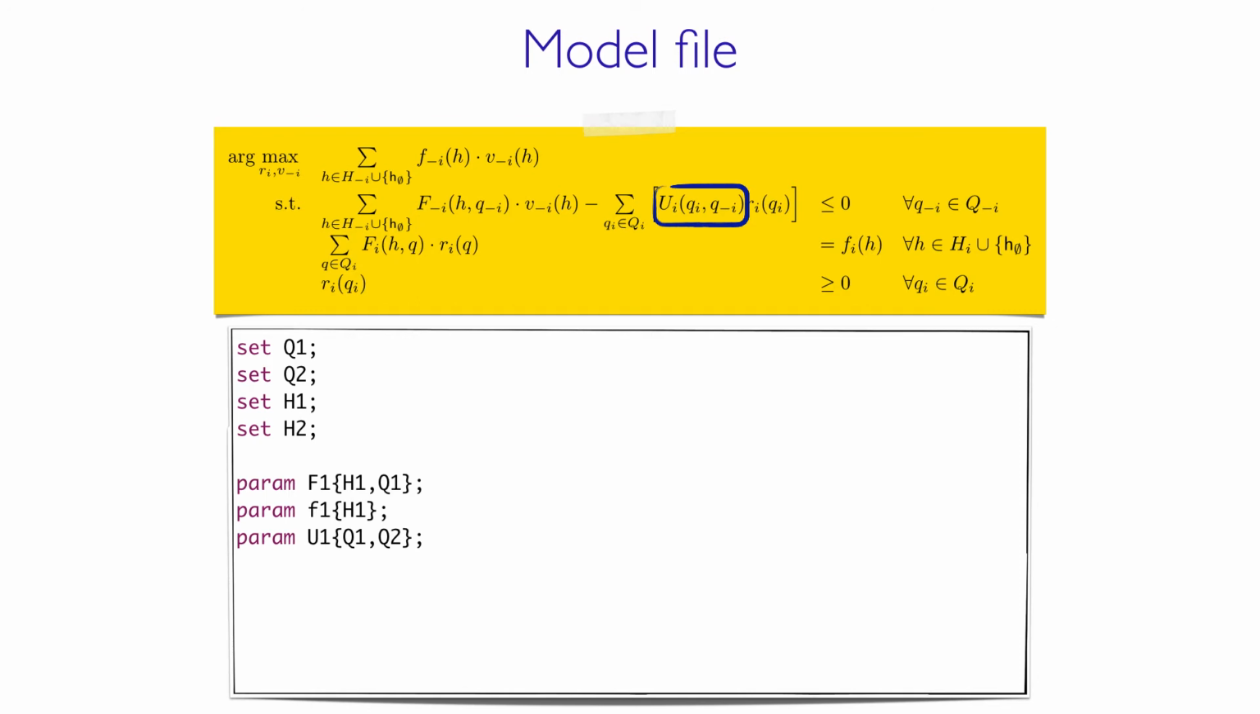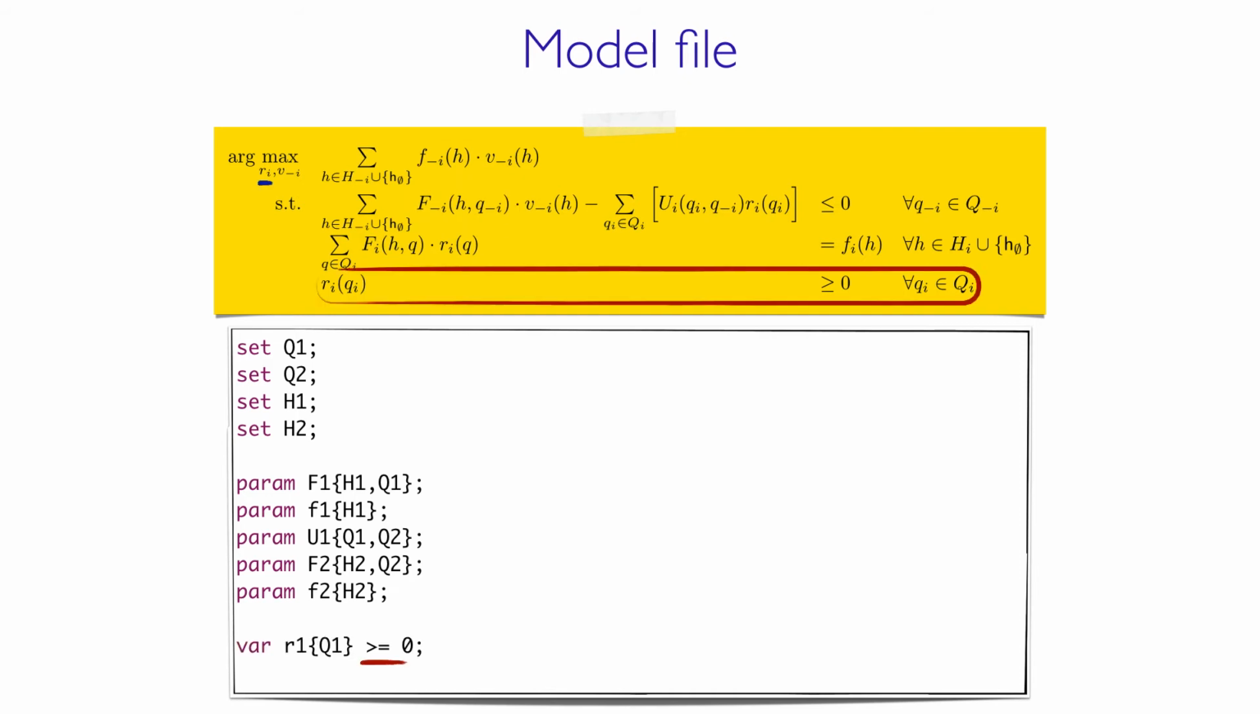Then, the utility matrix of player I is indexed by player sequences, that is Q1 and Q2. Finally, we have matrix uppercase F2 and vector lowercase f2 for the other player, defined in a similar way.